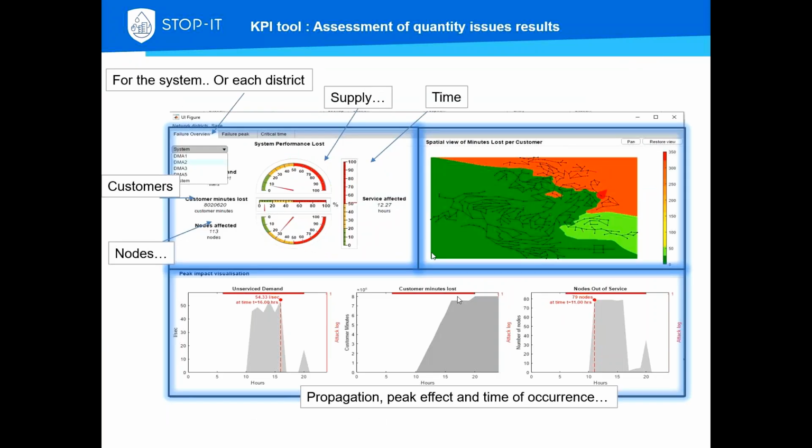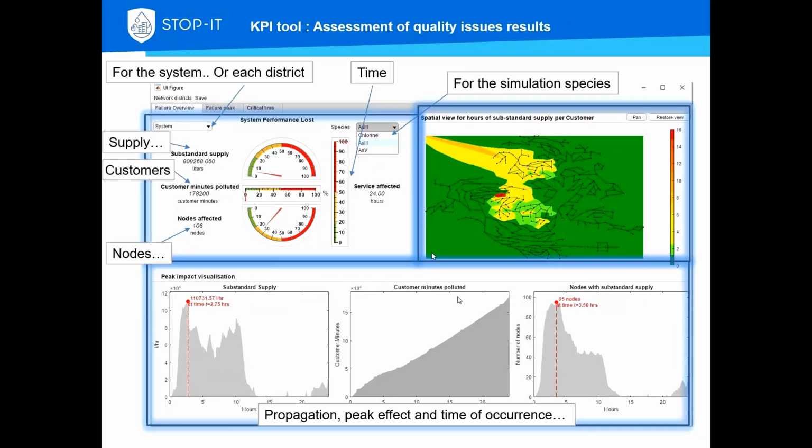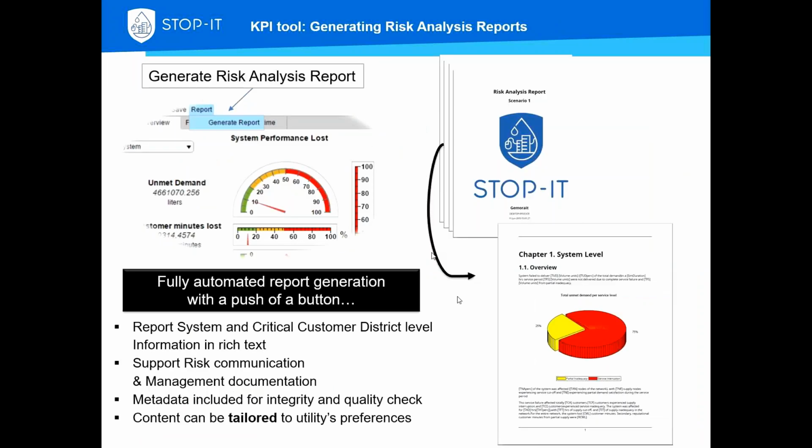Now, this is the interface of the tool after we have assessed the results. George will demonstrate it later and explain what its graphics are all about. This is a print screen of the tool that corresponds to a quantity issue assessment, whereas this corresponds to a quality issue. Another major functionality of the KPI tool is that it automatically generates a report with all the results and the outcomes of the assessment that can be used by the personnel of the utility and support their communication. Again, the content of the report can be tailored to the utility's preferences.